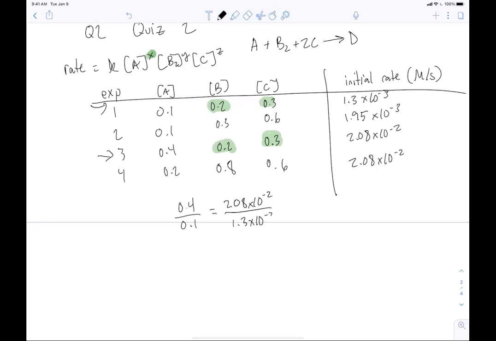Times 10 to the minus 3. And this allows us to get x. So x is going to be equal to whatever this is. Usually these work out pretty cleanly math-wise. And you would just go through this process for all three of them. And then after you have that, you can just solve for the rate from any of the data.